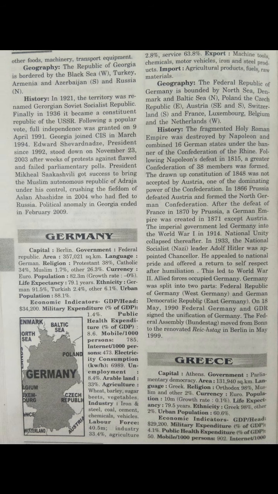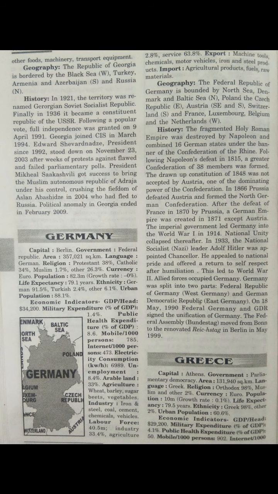The next country is Greece. Greece's capital is Athens. Government is parliamentary democracy. Area is 131,940 square kilometer. Language Greek. Religion Orthodox 98%, Muslim and other 2%. Currency is Euro. Life expectancy is 79.5. Ethnicity Greek 98%, others 2%. Urban population is 60.6%.